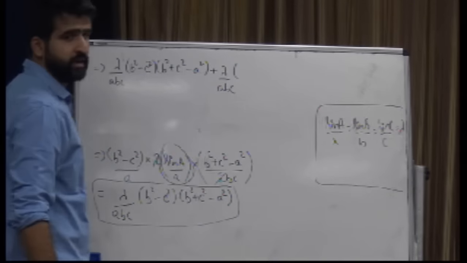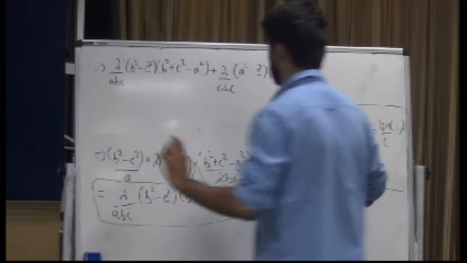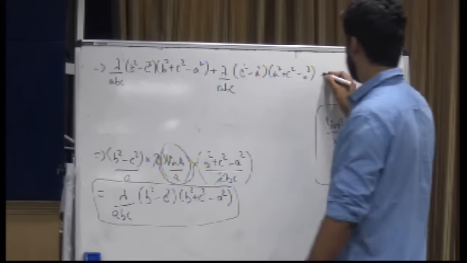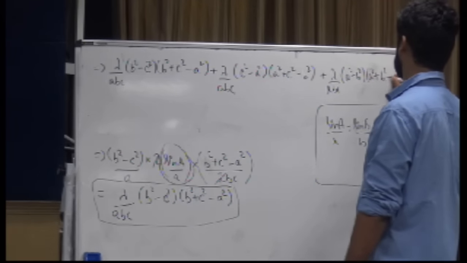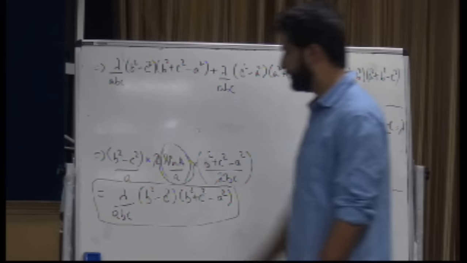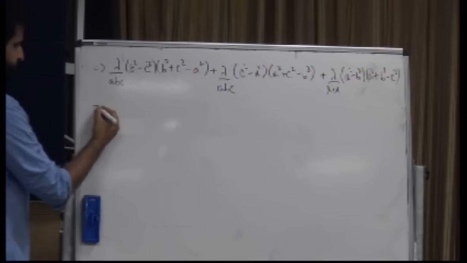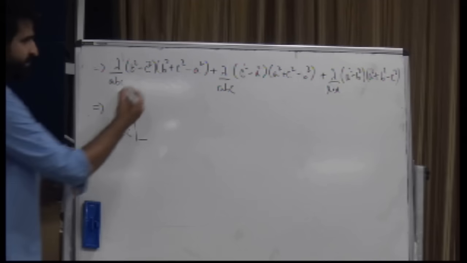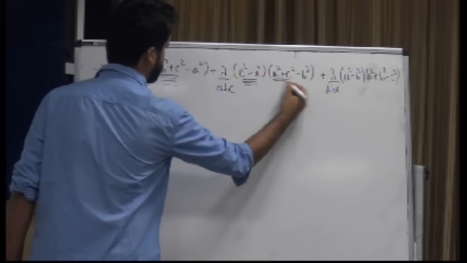What will be there? A square minus C square, A square plus C square minus B square. Plus lambda upon ABC, A square minus B square, and lambda is equal to sine A by A, sine B by B, sine C by C. So we take lambda upon ABC common, and in this case you can see that we have B square minus C square and B square plus C square minus A square. Similarly, C square minus A square, C square plus A square minus B square.